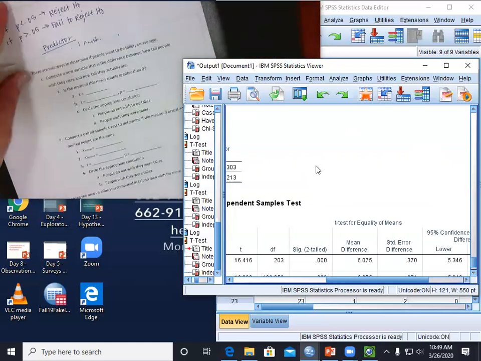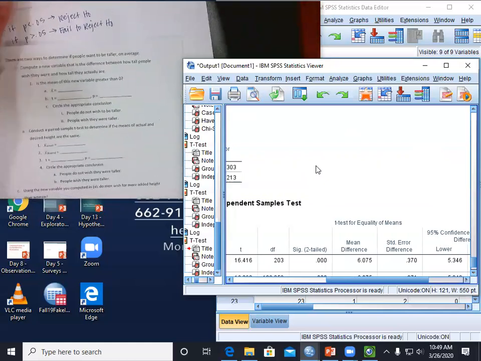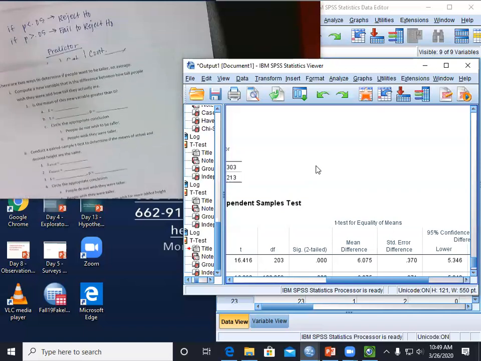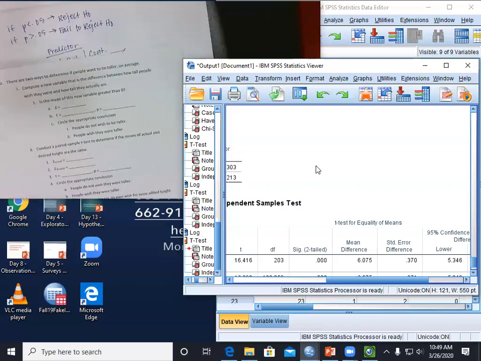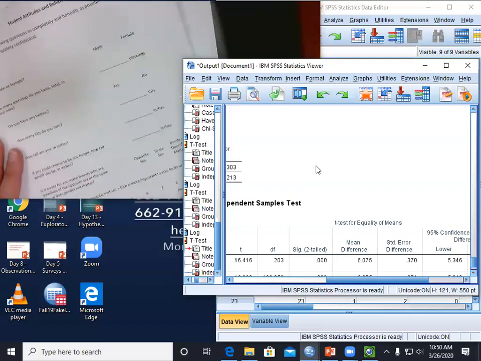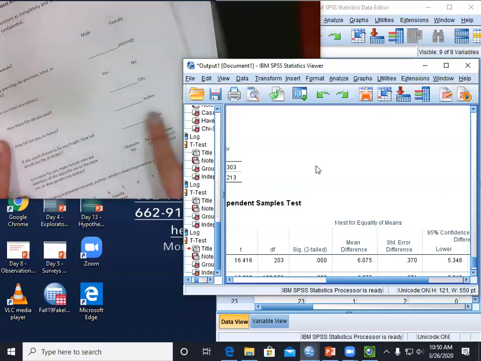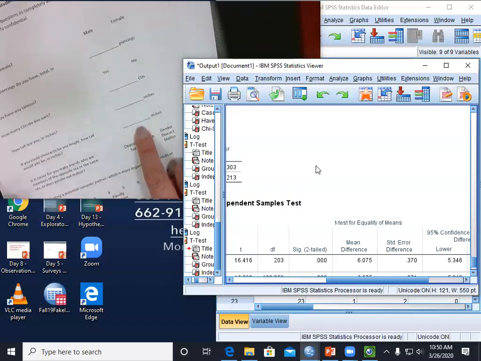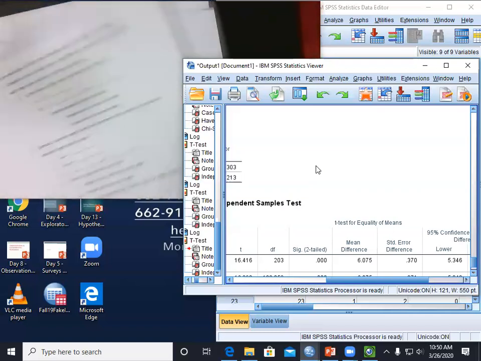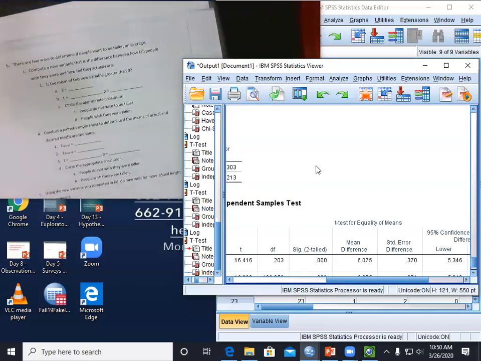All right, we're going to think logically over here to help us learn about what's going on over here. We're also going to learn how to do something new in SPSS. All right, so B says there are 2 ways to determine if people want to be taller on average. Remember that we have these 2 variables on the survey: how tall are you in inches? And if you could be any height, how tall would you be in inches? So we have these 2 variables in our data set, actual height and desired height.